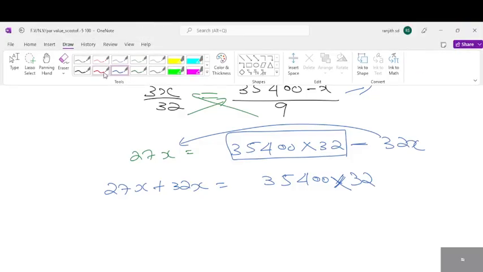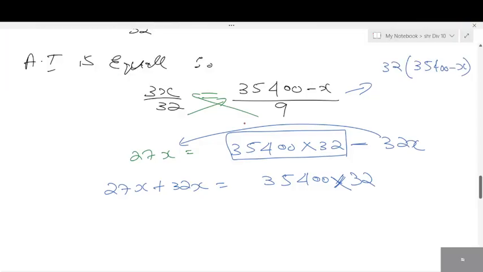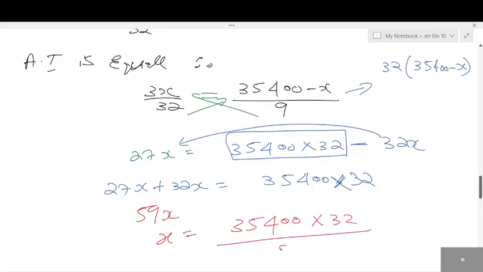All this is practical application where you have to use multiplication laws, division, addition, subtraction. You don't have to multiply this. You can just keep it as it is. What is 32 plus 27? 59. Then how do you find x? If you want to find it, which one gets divided? So divide 35,400 by 59.